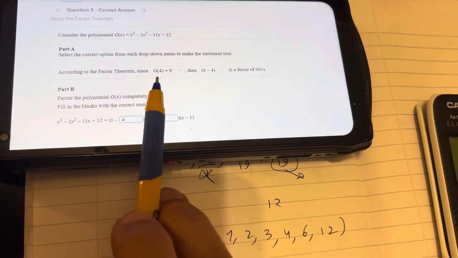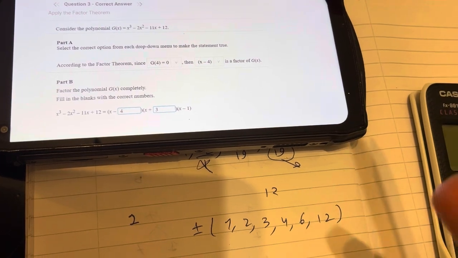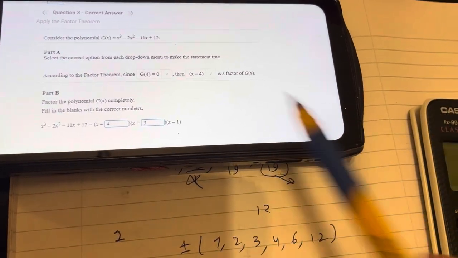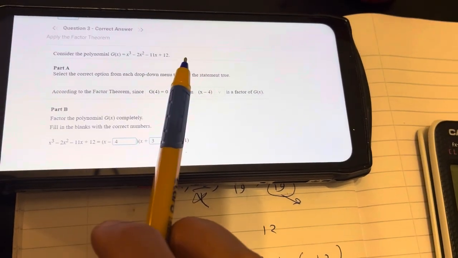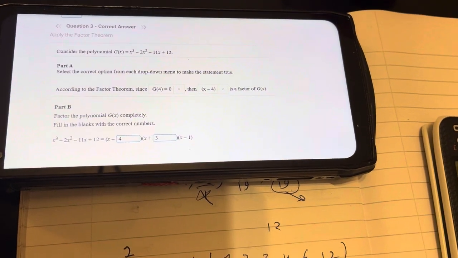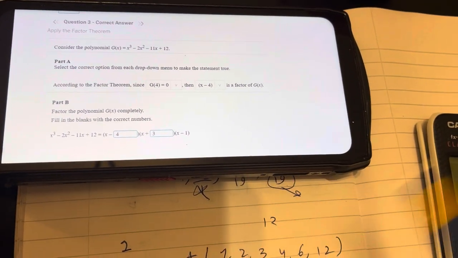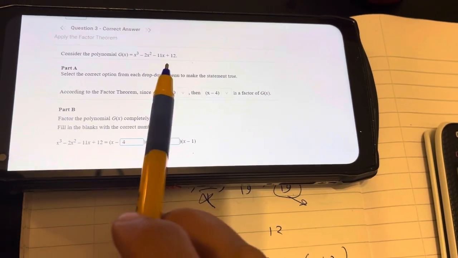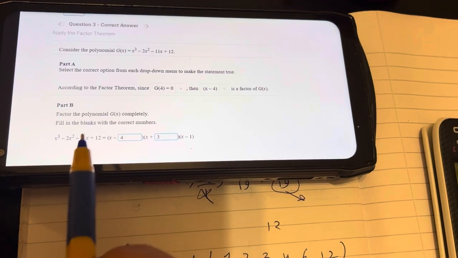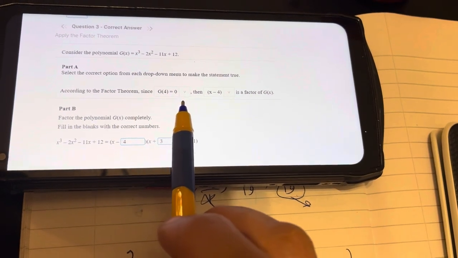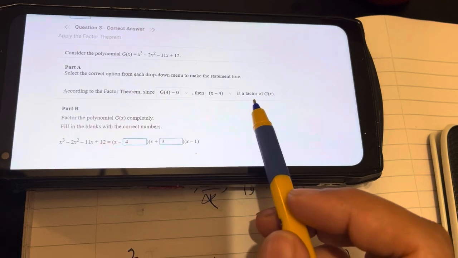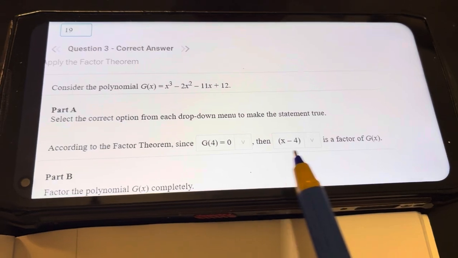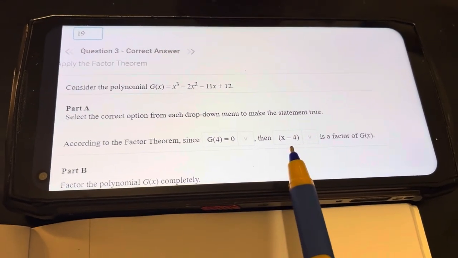Here he gives the option, I think, 0, and 3, and 4, and 1. So you try all of them here. If you try 0, the answer will equal 12, so it's not a root. It should equal 0. So the only one that will make this equal to 0 is 4. So 4 is your root. According to the factor theorem, since g of 4 is equal to 0, then x minus 4 is a factor of this equation. I already know that x minus 4 is one of your factors.